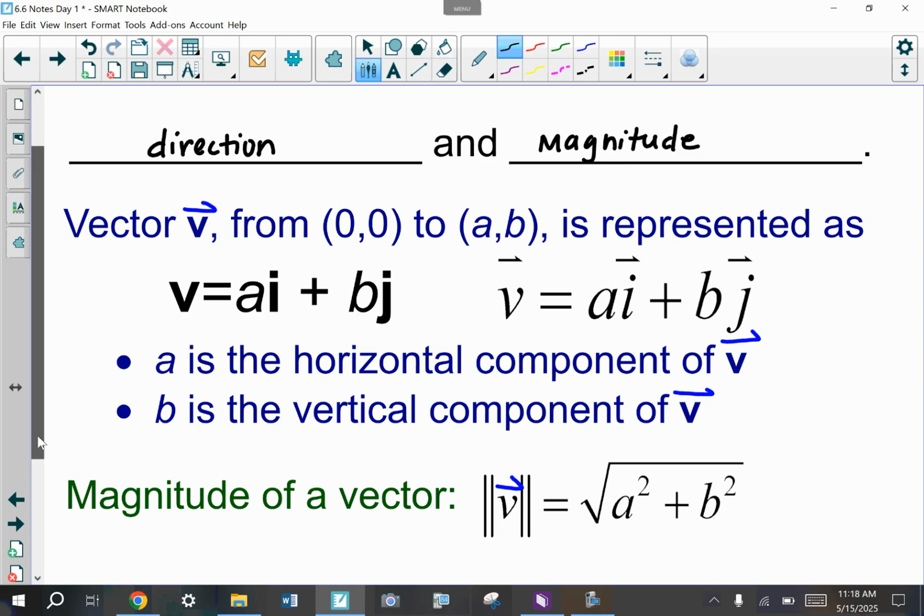Now, if I make it a position vector, I'm putting it back at the origin. So if I put it back at the origin, it would just be going right 3 and up 2. So my position vector from the origin would look something like this. It would just start at 0, 0. It would end at 2, 3. How about 3, 2? 3, 2.